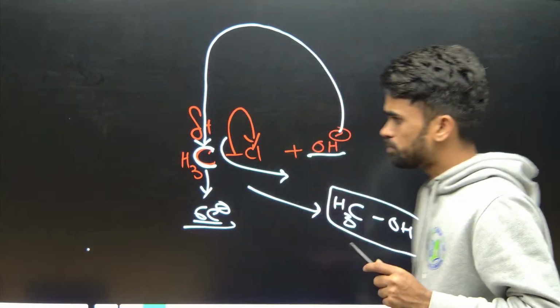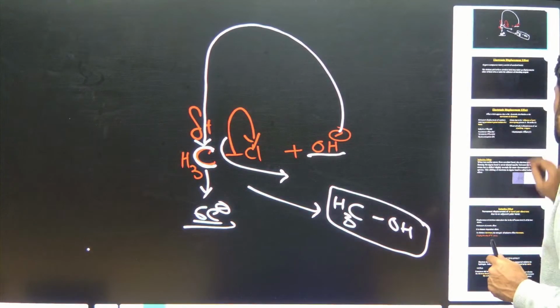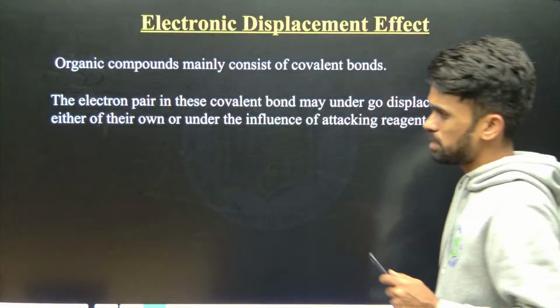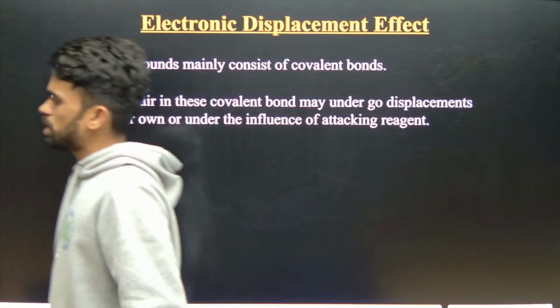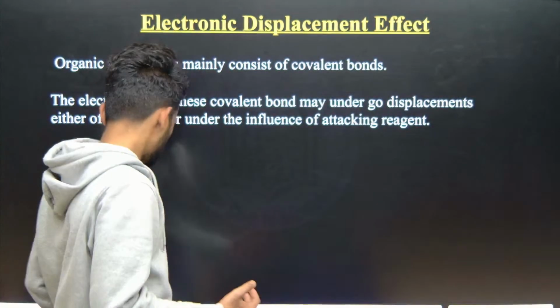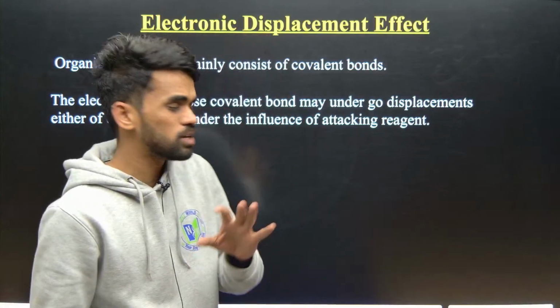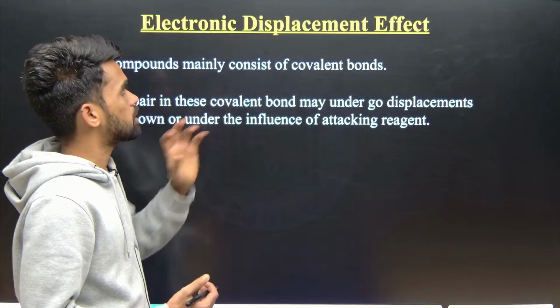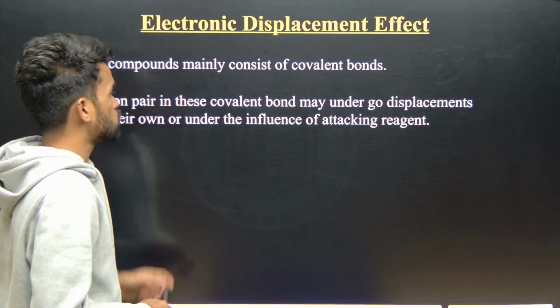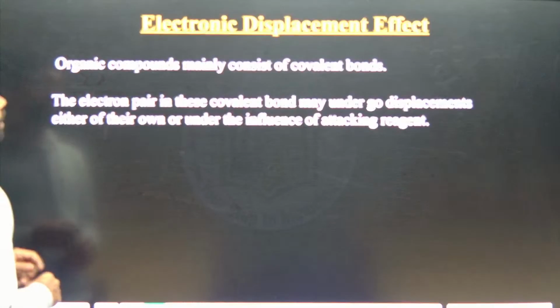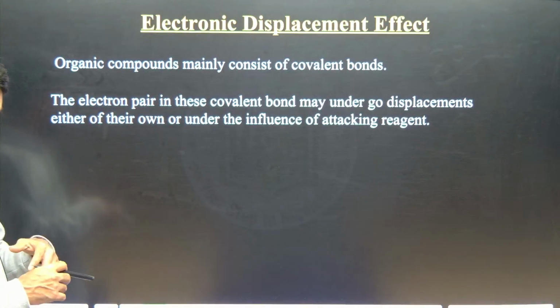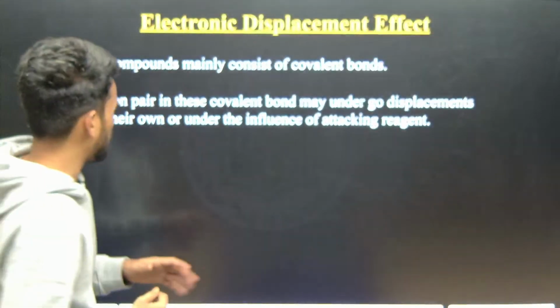Okay, right. Now let me tell you about electronic displacement effects. With the help of these effects, we can understand the stability of reactive intermediates, and also how the reaction is going to proceed further. Everything can be understood once you have clarity on electronic displacement effects. These effects are of two types: one is a permanent effect, the other a temporary effect. I will tell you everything here, just look.